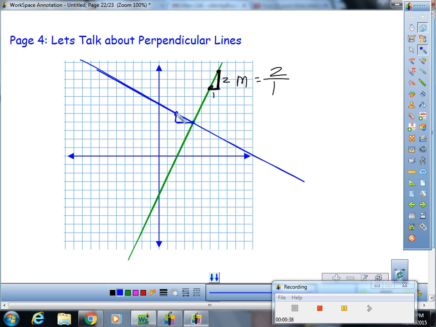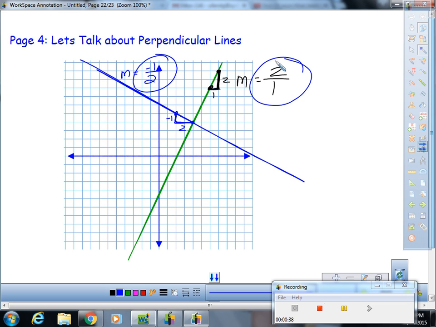All right, let's look at this. This is a -1 and a 2. So the slope of the blue line is -1/2. Now look at this number and compare it to this number. Hopefully you remember the term reciprocals. A reciprocal is when you take a fraction and flip it. Now these aren't just reciprocals, they are opposite reciprocals, meaning one of them is positive and one of them is negative.